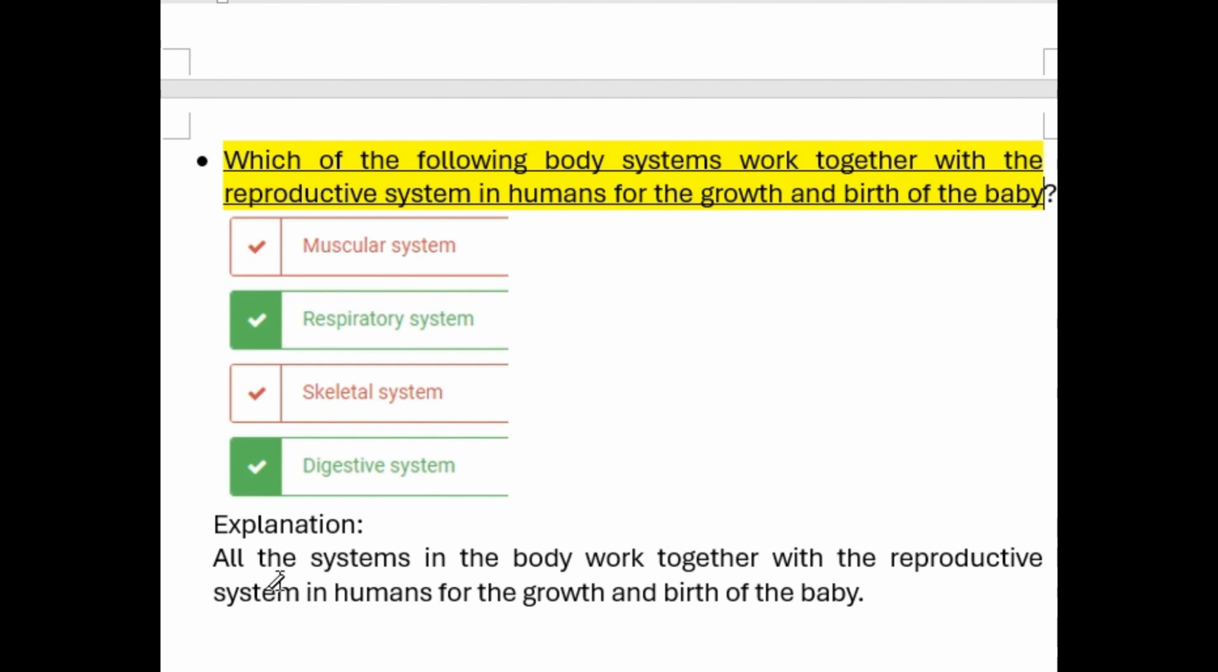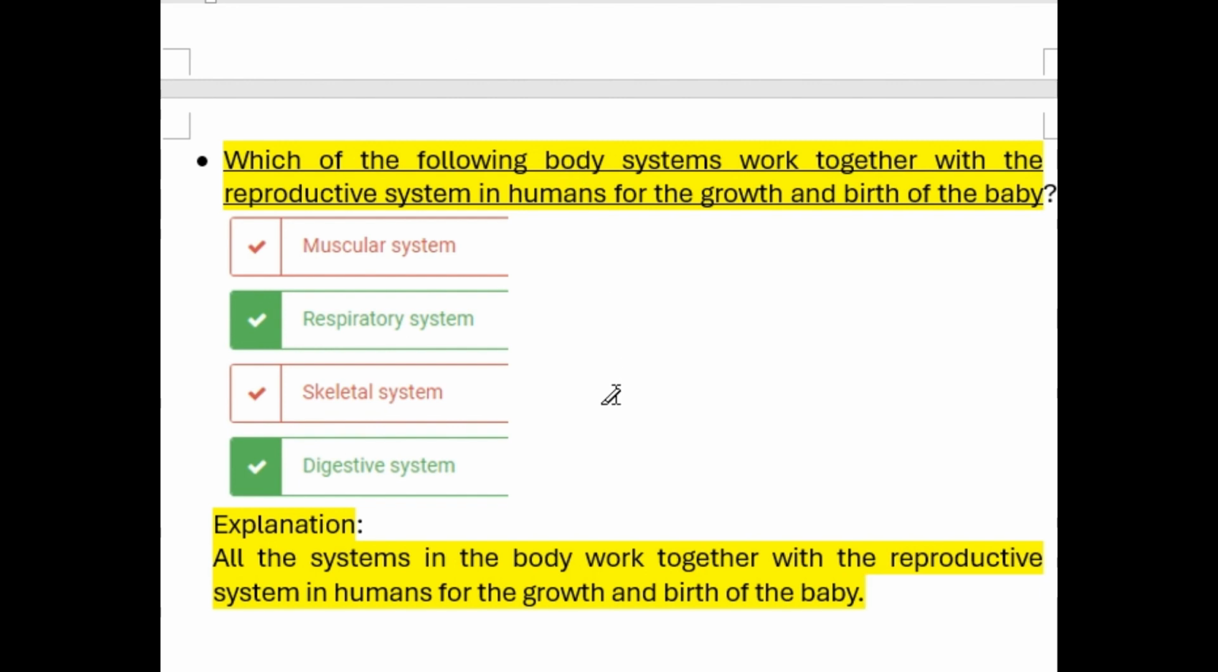Which of the following body systems work together with the reproductive system in humans for the growth and birth of the baby? Muscular system, respiratory system, skeletal system, digestive system. Explanation. All the systems in the body work together with the reproductive system in humans for the growth and birth of the baby.